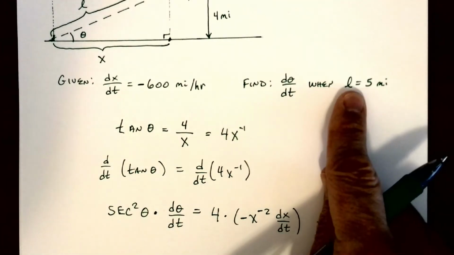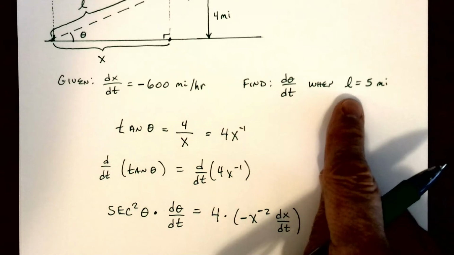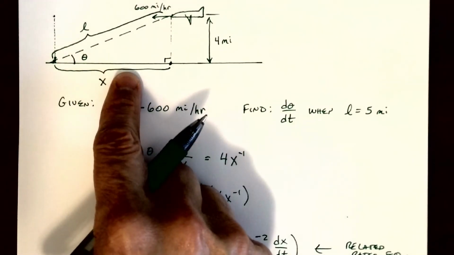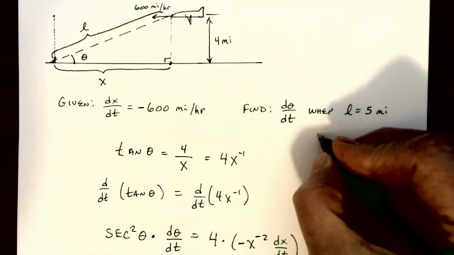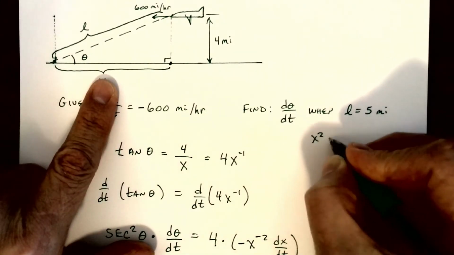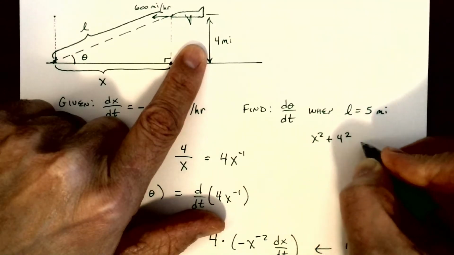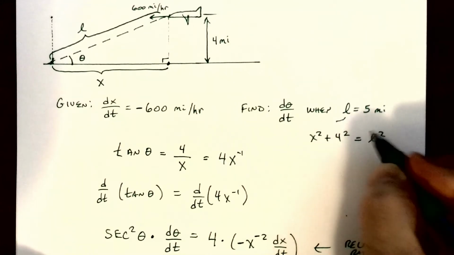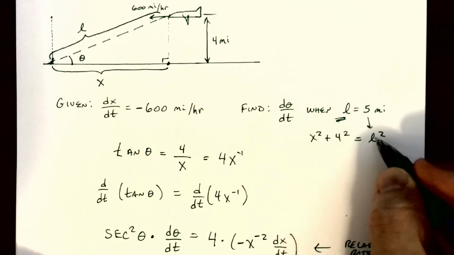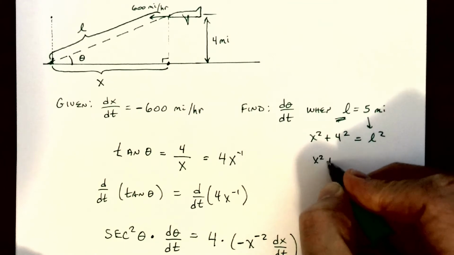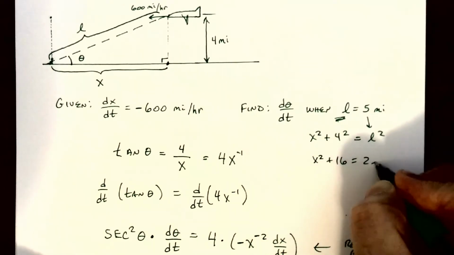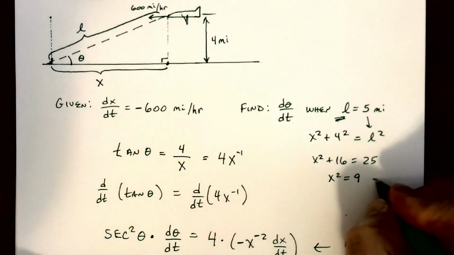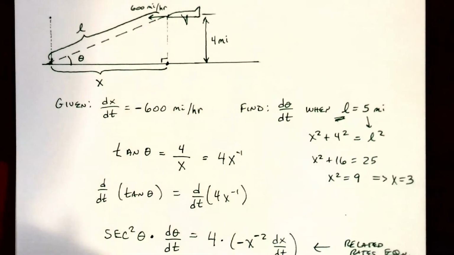I know what L is when I want to find d theta dt when L is 5. Well, what is x at that instant? Well, if you look here, x and L are related by the Pythagorean theorem. Notice the right triangle, x squared plus 4 squared is L squared. And so when L is 5, I can plug in 5 for L. I get x squared plus 16 equals 5 squared, 25, or x squared is equal to 9. And so clearly x is 3 miles at that instant. X is 3.